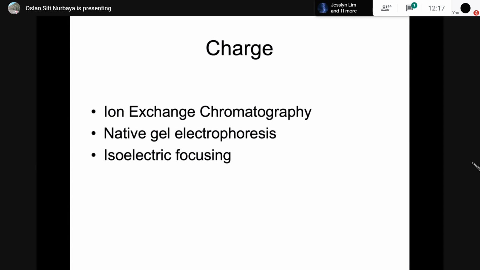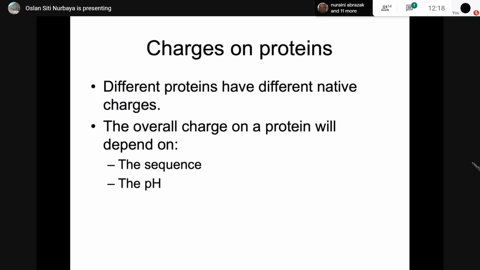That's why this is where your PI takes place, if you know the information about your PI, where you can prepare your protein to be positively charged or negatively charged. Okay, and then from that IEX, we have discussed about IEX before.